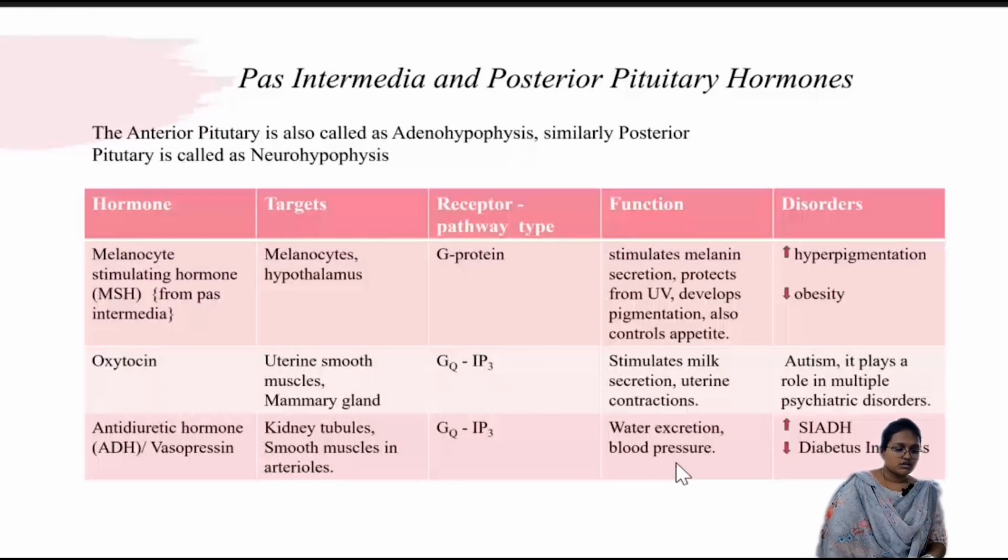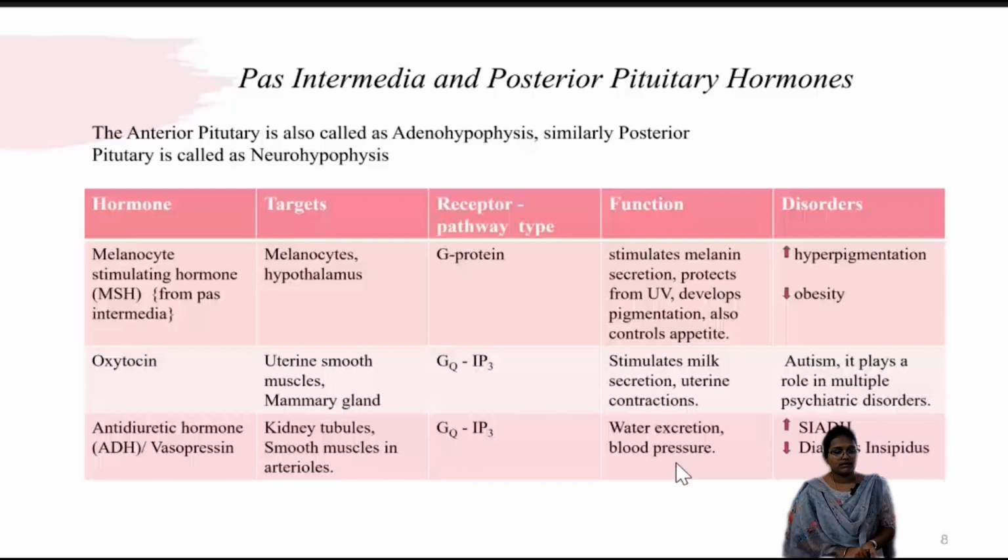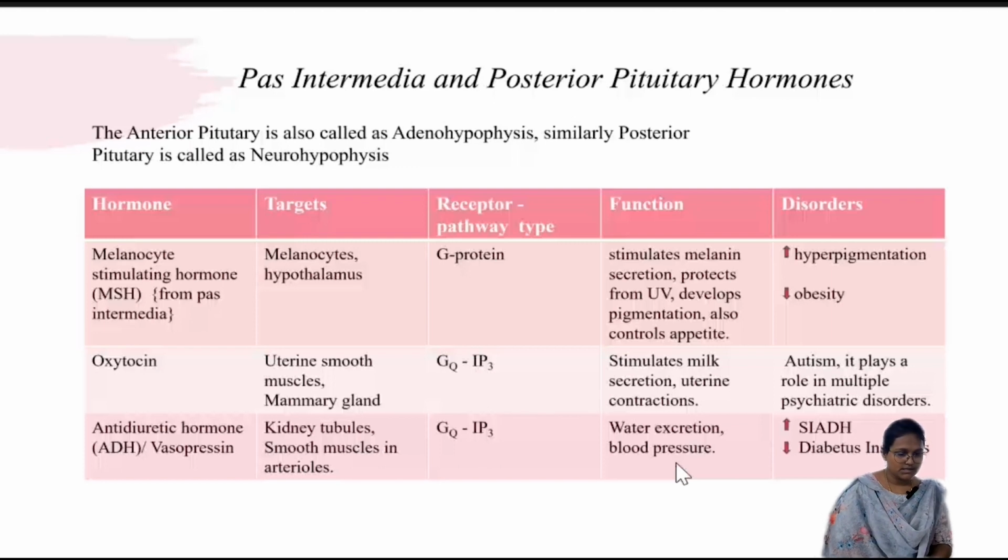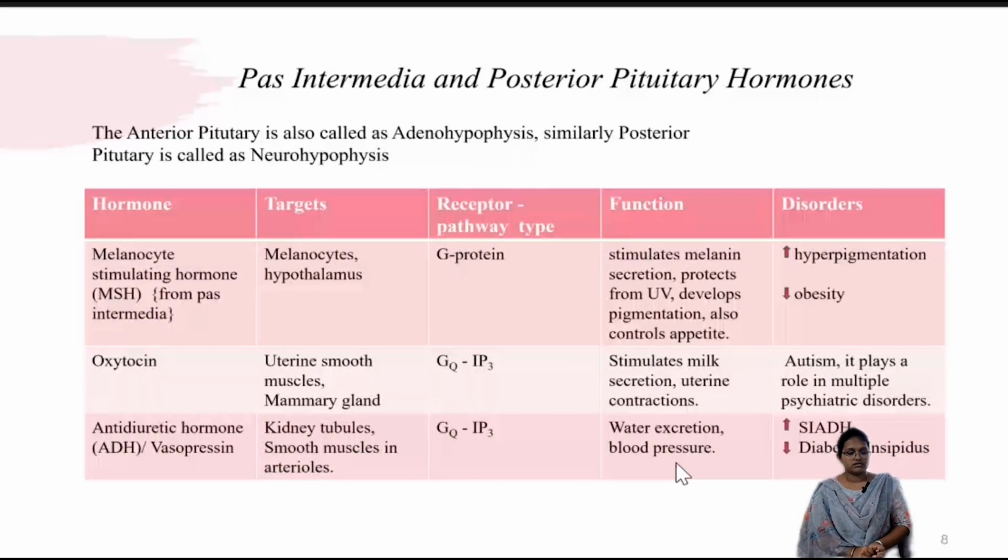And oxytocin and vasopressin are released by the posterior pituitary gland, and these act on their respective targets, and that's the pathway that is used, Gq IP3. It acts on the Gq receptor using IP3 as the secondary messenger. When vasopressin is hypersecreted, it causes a syndrome called syndrome of inappropriate antidiuretic hormone. And when low secreted, it causes diabetes insipidus.